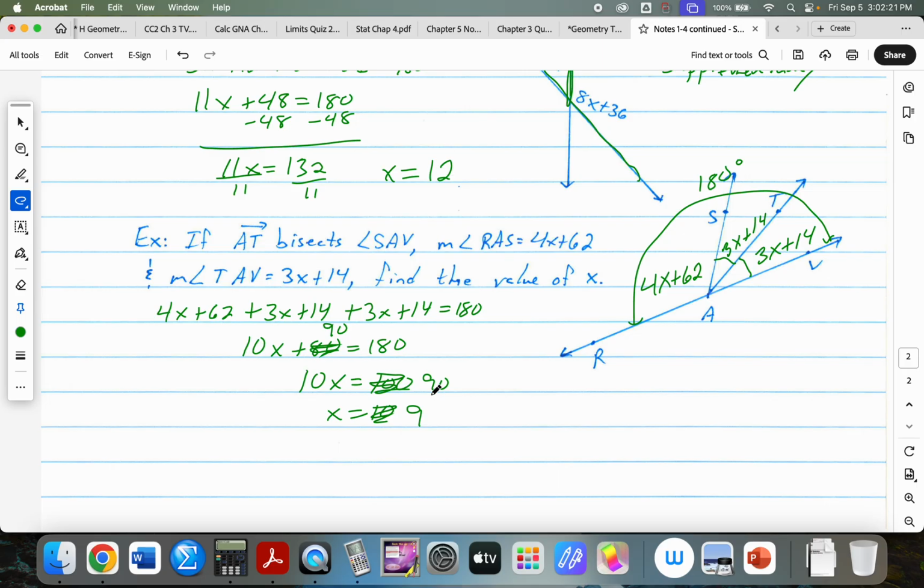Yes, sir. So that 10x, what do we add up to get the 10x? The 4x, 3x, and 3x. Okay, so we add up all the x. Yeah, that's fine. All right.